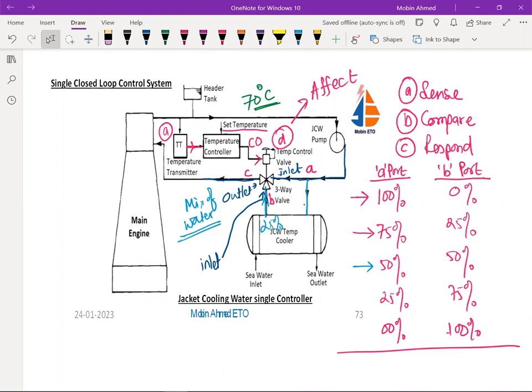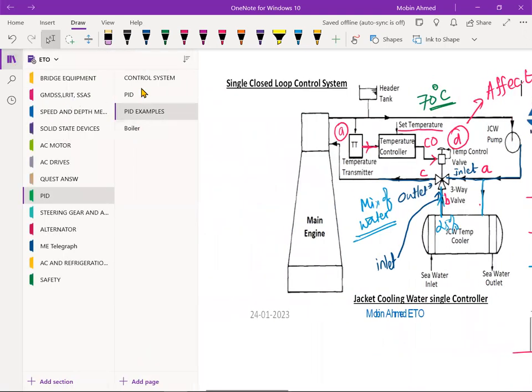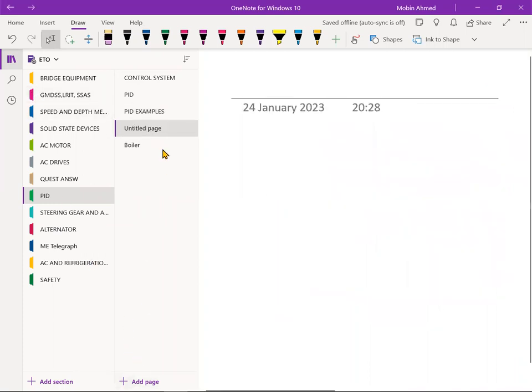Now, we are going to see a cascade level arrangement. Okay, cascade level arrangement. So cascade level we have not seen. So we should know the cascade arrangement. Let me add here.